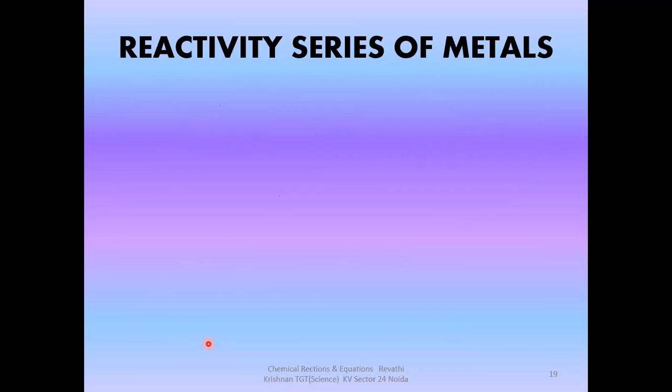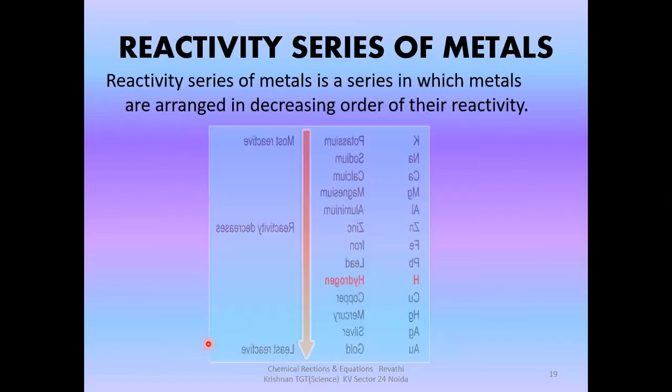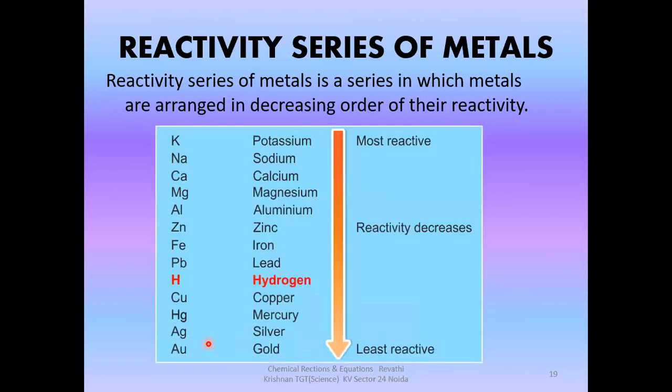How do we know which element is more reactive than the other? In chemistry, we have a reactivity series. This is the reactivity series of metals. Metals on the top are more reactive, and as we go down the reactivity series, the reactivity of metals decreases.